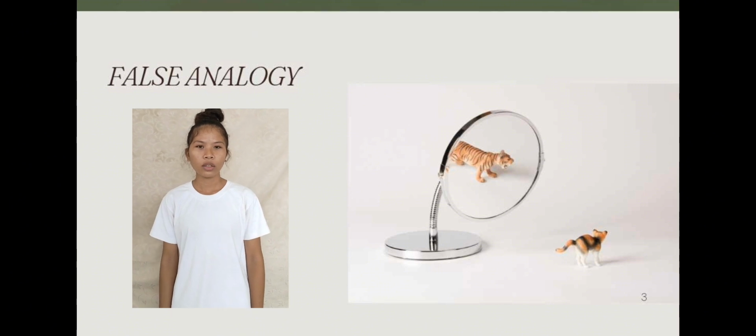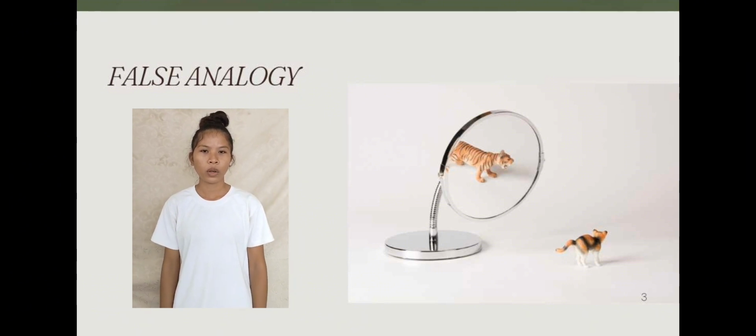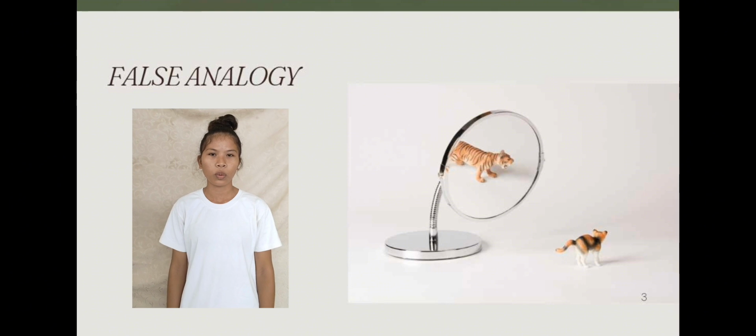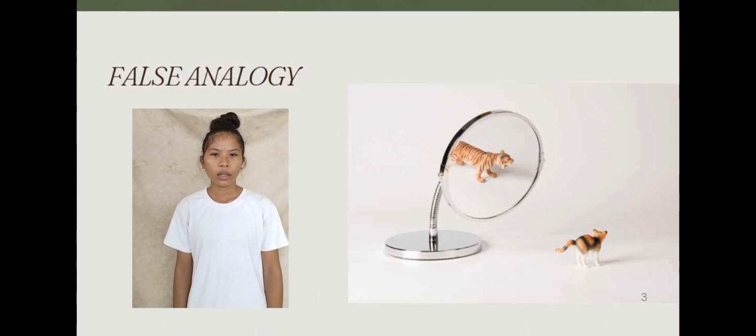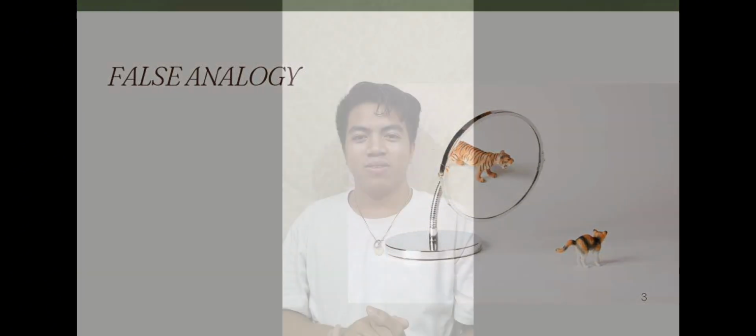A false analogy is an informal fallacy that occurs when an argument is based on misleading, superficial, or impossible comparisons. It involves assuming that because two things are alike in one or more respects, they are necessarily alike in some other respect. We will show an example about this fallacy.